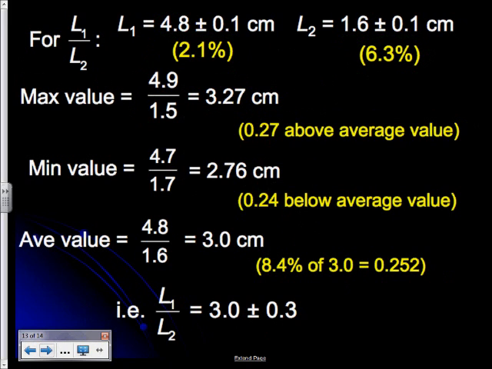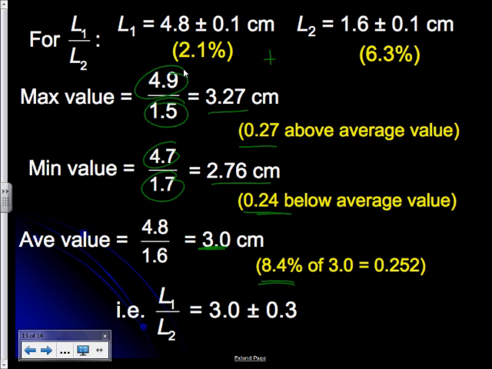And similarly for division. For division, if we want to get the biggest possible value, we take the largest divided by the smallest. We take the smallest divided by the largest. Those are the two figures that we're out by compared to the average value. Add your two percentages together again, 8.4%. 8.4% of the answer is 0.252, rounded to one significant figure, 0.3. And so, the rules that you've written down earlier work.